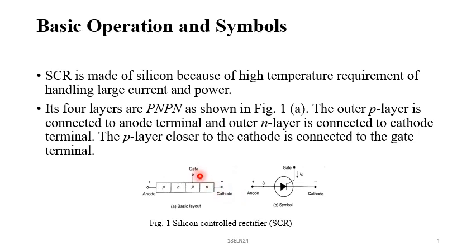Initially I'll make the gate voltage 0. When the gate voltage is 0, if I give a positive here and a negative here, the positive is connected to P and the negative is connected to N, so it is forward biased. But there is no signal applied to the inner P layer, as 0 is given to P. So junction J1 has become forward biased, and at the same time junction J3 is forward biased, whereas junction J2 is reverse biased. So there is no flow of current from anode to cathode when the gate voltage is 0.